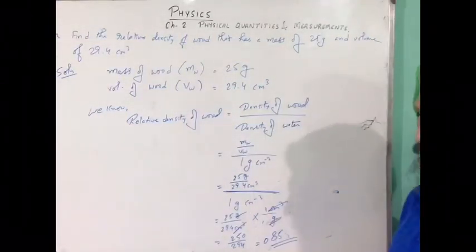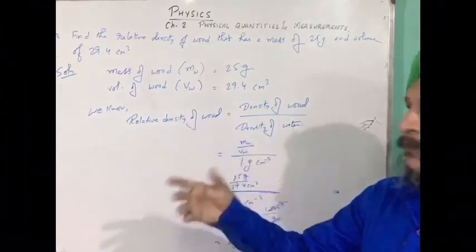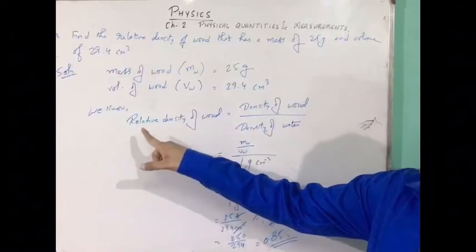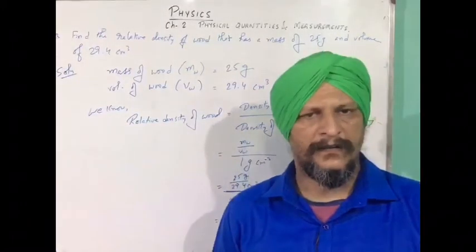So this is the answer. We found the relative density of wood, which is 0.85. Okay, bye bye.